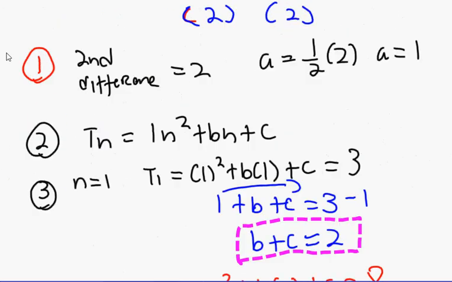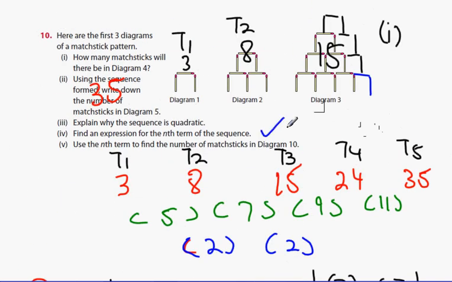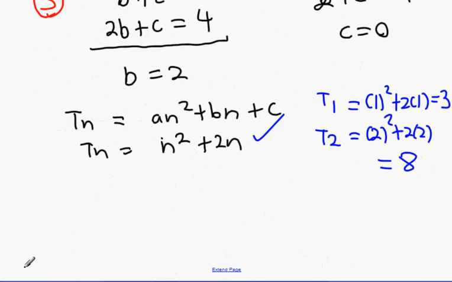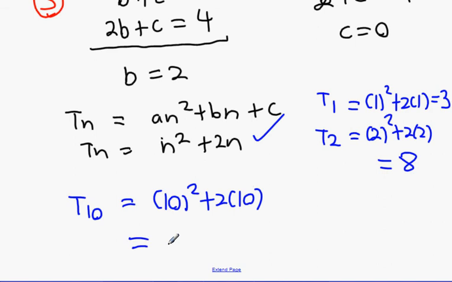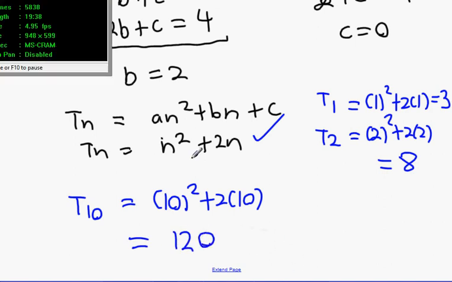Now let's do number 4. Use the nth term to find the number of matchsticks in diagram 10. What is diagram 10? T10. T10 is 10 squared plus 2 times 10, which is 120.